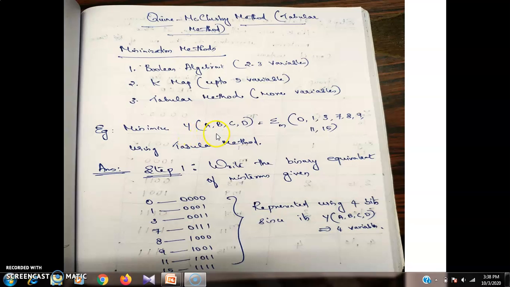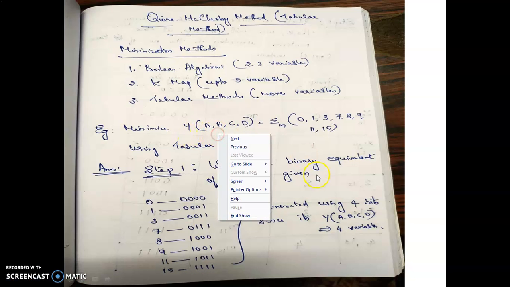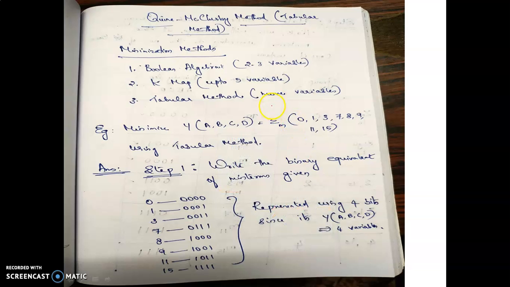Suppose the question was y of ABCD is equal to, instead of sigma, it was pi m 0, 1, 3, 7, 8, 9, 11 and 15 using the tabular method. All the steps remain the same. That is, you will be writing the binary equivalent of these max terms. When it is pi, all these numbers become max terms.